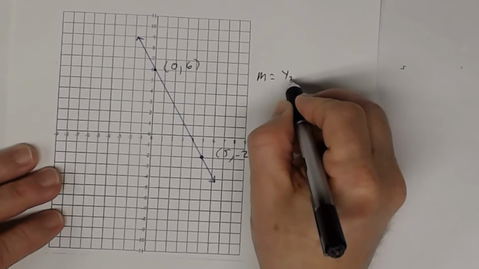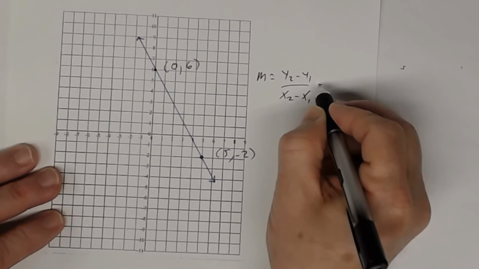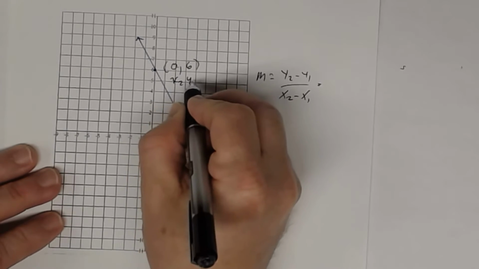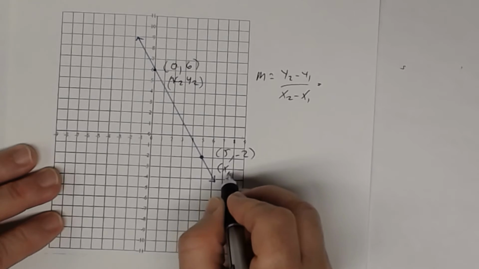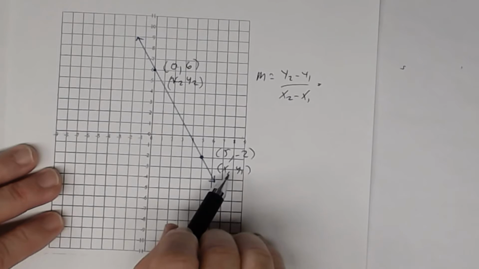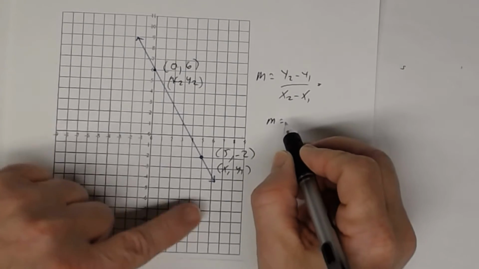So remember, slope is y2 minus y1 divided by x2 minus x1. We're going to go ahead and use that one. And let's go ahead and label these. So we'll say x2, y2, and then let's call this the first point, x1, y1. It does not matter. You can say x1, y1, x2, y2. It does not matter. So the slope, then we can just substitute.